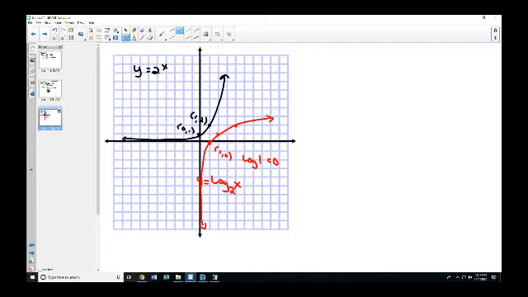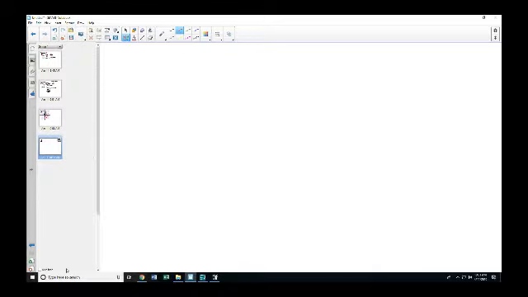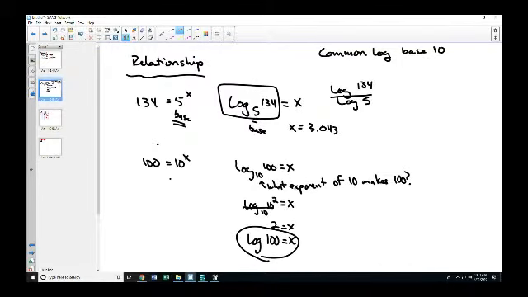Okay, let's work through a few problems here and see. Okay, rewrite as an exponential. Remember, put the base in the proper spot and switch the numbers. So rewrite that as an exponential just like we did here.